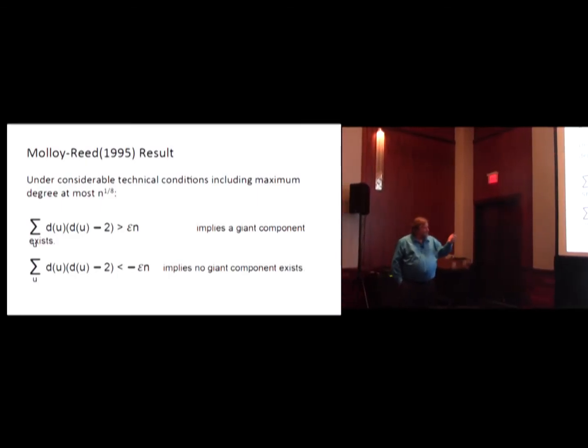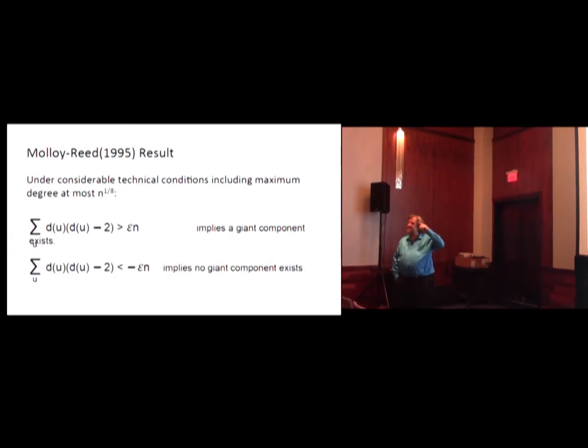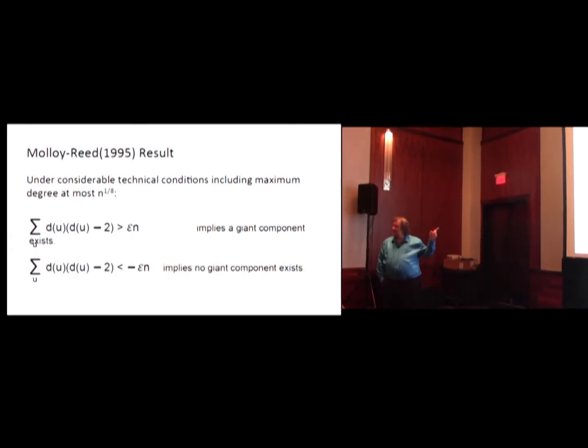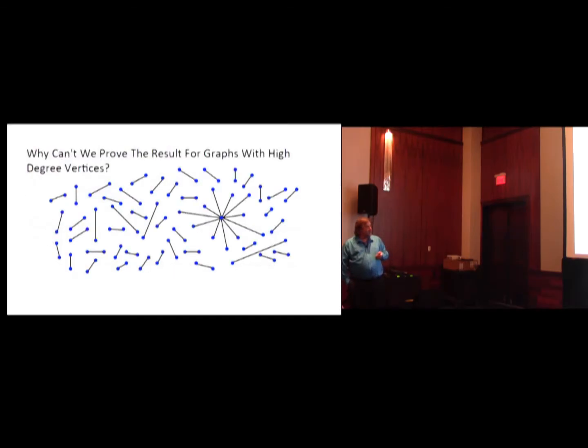For a long time, the interest in this problem often comes from networks where the degrees are high, like have a power law distribution. We actually want to be able to handle the high degree case. So the question was, what happens when you have vertices of high degree? Why can't we prove this result when you have vertices of high degree? And the main reason you can't prove the result if you have vertices of high degree is because it's false.